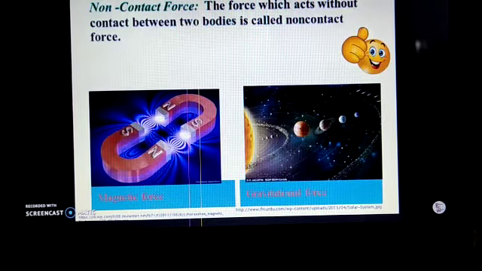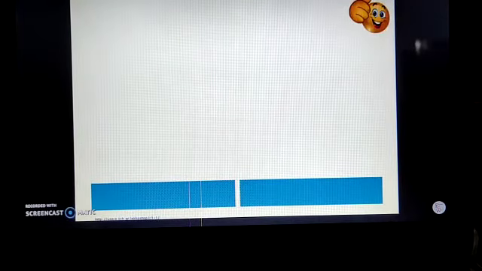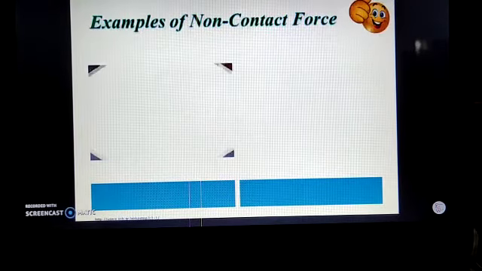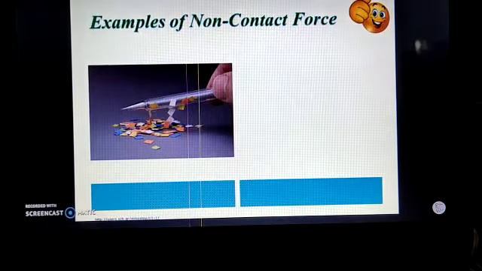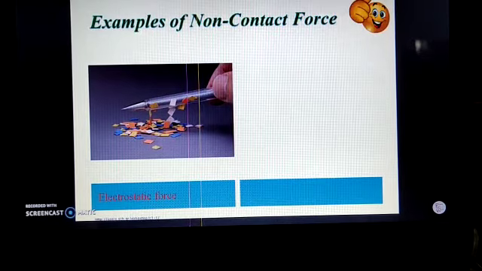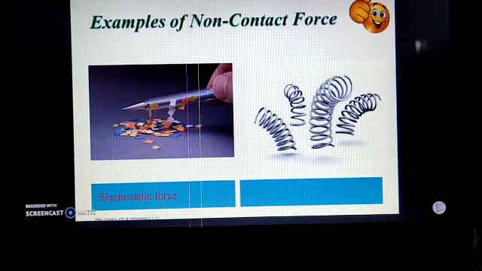Contact and non-contact forces. They are the categories, and under those categories we are having the different types of forces. So examples we'll see. Examples of non-contact force. You can see electrostatic force, which you had seen when you bring tiny pieces of paper either to a scale, even near a pen also.